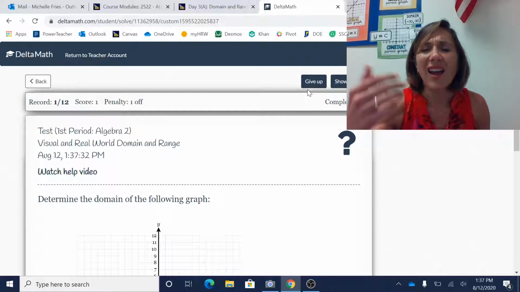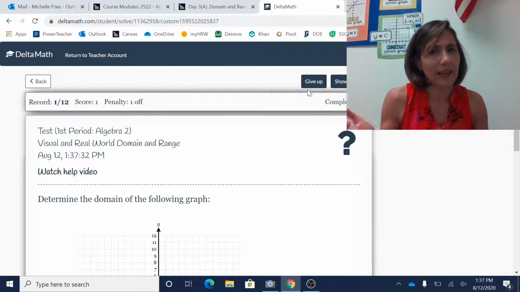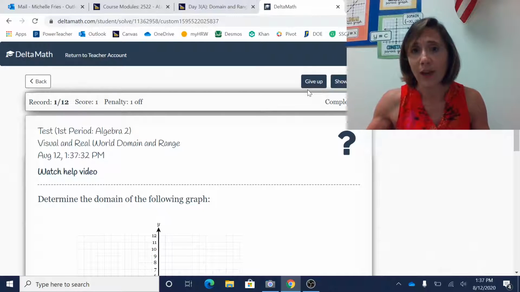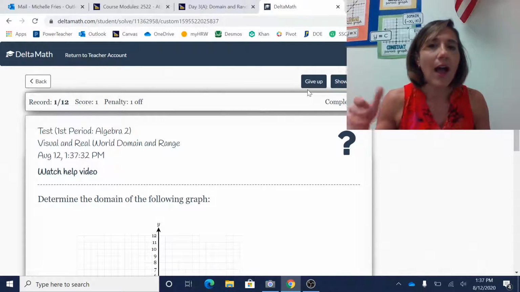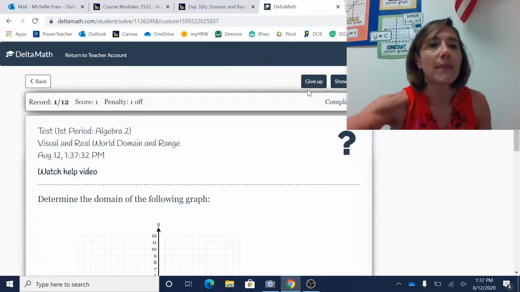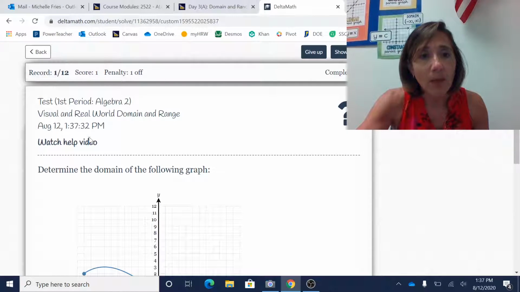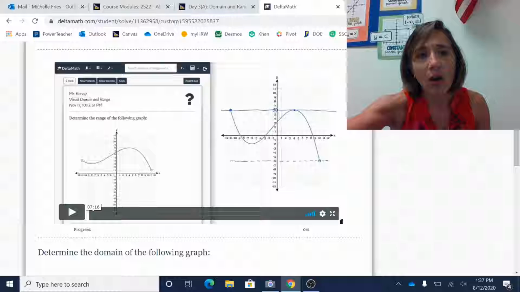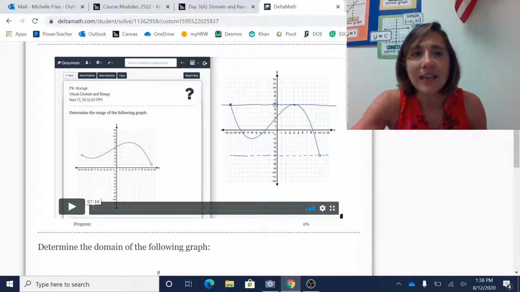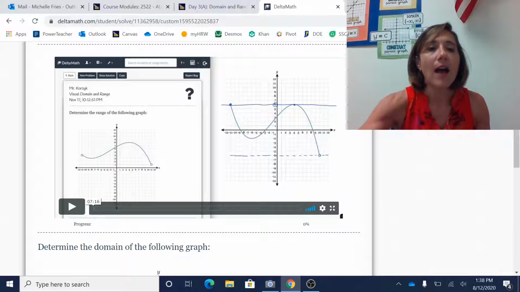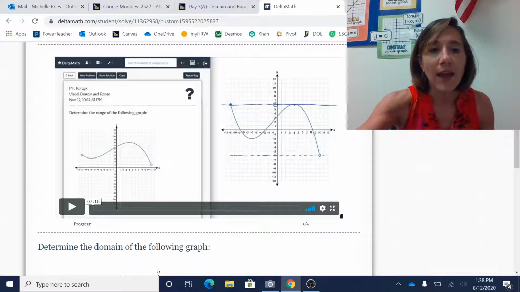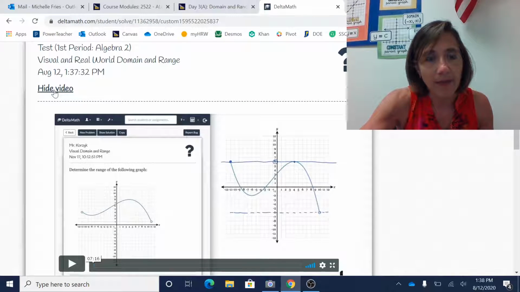There's a give up button. I don't really like that because I don't really want you to give up. But if you want to move on to something else, that's going to take a point off, so it's going to make you do 2 problems to make up for it. But it's there. I don't like that it's there, but I can't make it go away. There's also this watch help video link. If I click there, it's going to open up a video. This one's 7 minutes and 16 seconds long, and it'll walk you through the process. I think the guy does a good job explaining things, and maybe you'll like him better than me. Who knows? So that's there for you. I'm going to hide that video again.